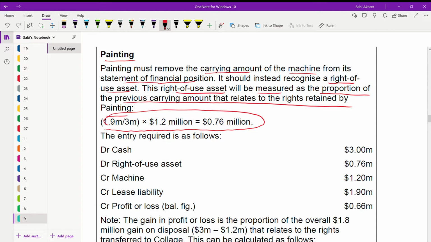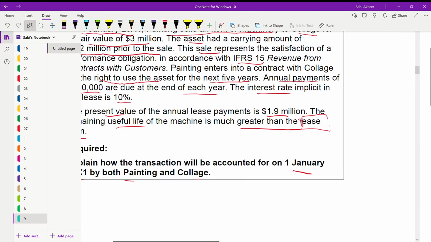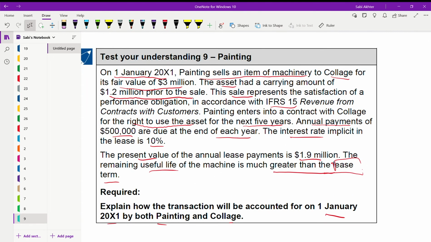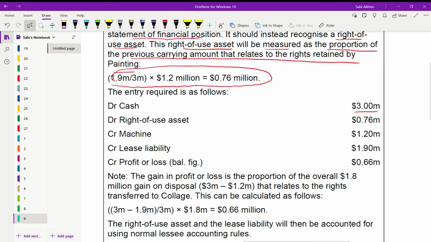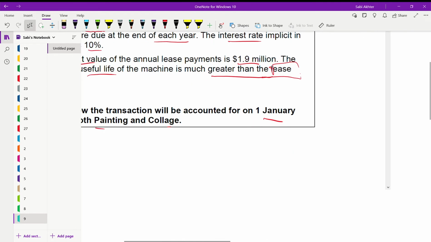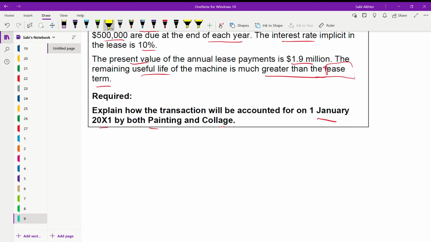These are the entries required. Debit cash, because you have sold it for cash, 3 million. Painting is receiving this cash. Right of use asset is 0.76 from this fraction. We'll go to that later. And let us go to the machine. What is the value of the machine? It's 1.2. So it's 1.2 you credit, and lease liability is 1.9. Profit and loss is the balance figure, 0.66, but there is a way of calculating this which will be shown. This is the lease liability.